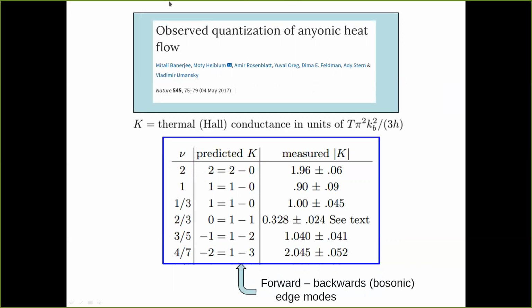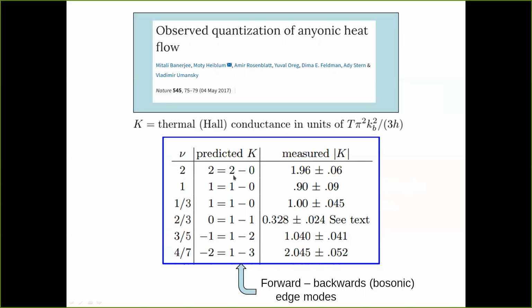And they started their exploration by just measuring a couple of standard quantum Hall samples. And here are the results. And I'm giving you the result in units of this thermal conductance quantum. And in this column, we have the particular quantum Hall state we're looking at, the filling fraction. And then I have the predicted thermal conductance.